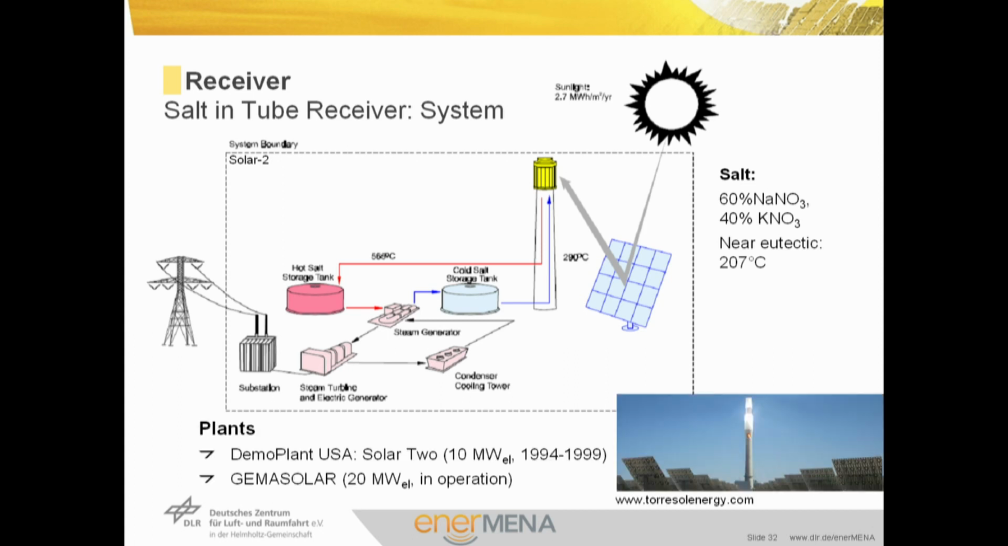In the 90s, there was a demo plant in the United States, the so-called Solar 2 plant, which was operated successfully. And nowadays, the newest plant with this technology is the Gema Solar plant in Spain of the Torresol company, which has 20 megawatts electric power and is in operation.